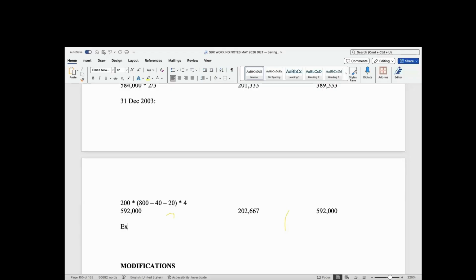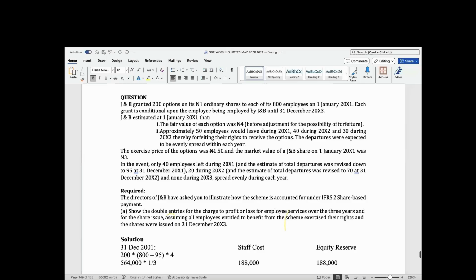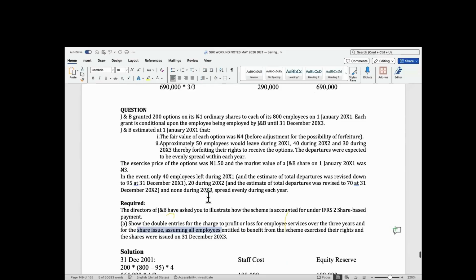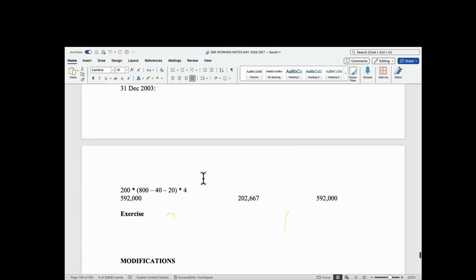Now, the examiner didn't want us to stop there. They also want us to show the share issue, that people that exercise their rights, how are we going to account for it? What's the double entry? All I need is the exercise price, which is 1.5, because the employees will need to pay 1.5. When they pay, the company receives money. So are we going to debit bank or credit bank? Debit bank.